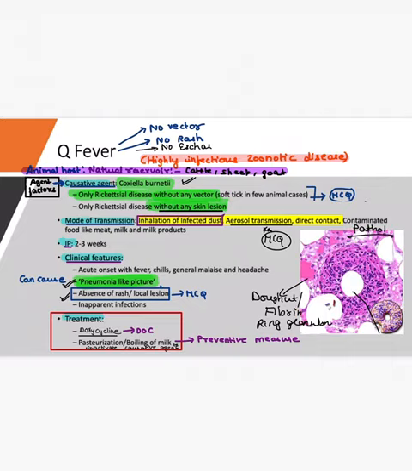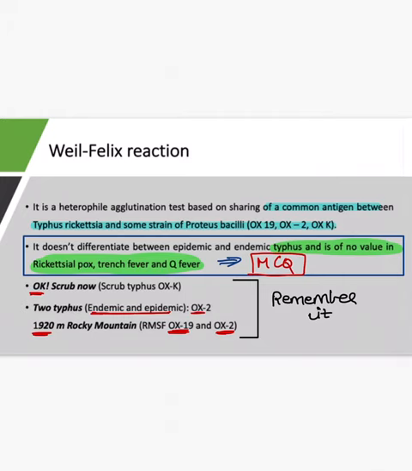Okay, so this Weill-Felix test, the first important MCQ that is asked, guys, is that it is a heterophile agglutination test. This is important from your micro knowledge, guys. Basically, this is due to sharing of a common antigen. This is the principle of the test, between some species of typhus rickettsia and some species of Proteus bacilli. We know that we have Proteus species like mirabilis and other species.